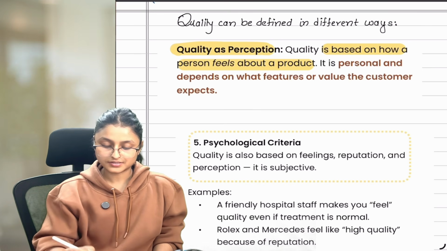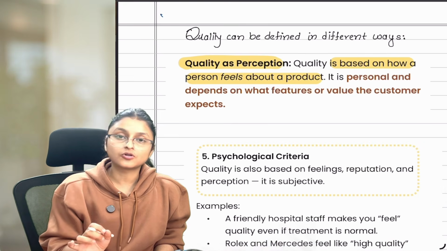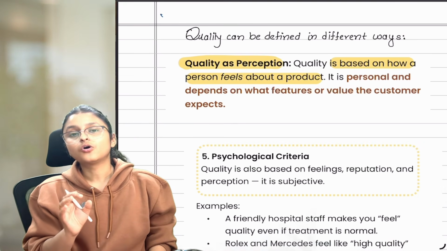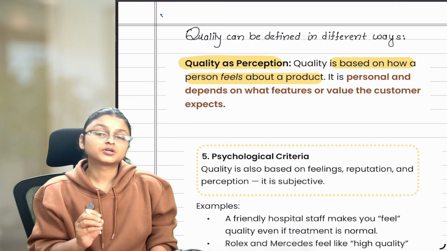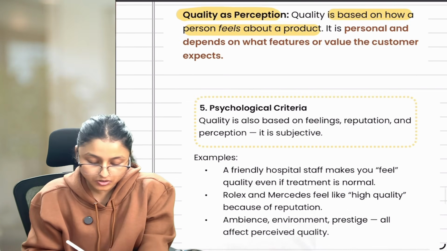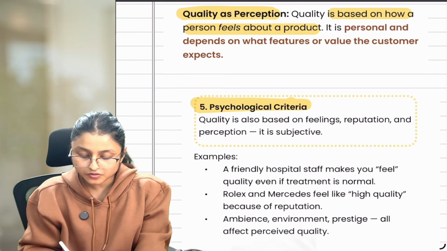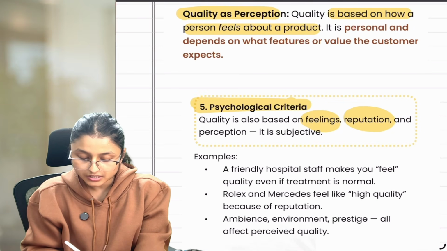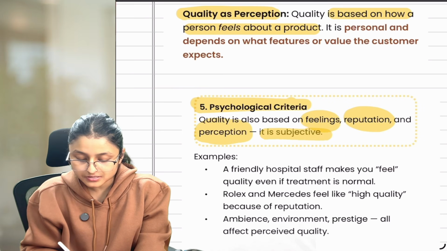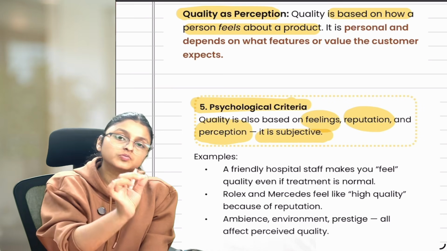So quality is on the basis of what the customer wants. And that is what it says, that what the customer is expecting from the product. On the basis of that also, the customer can define a product as a quality product or not a quality product. Next, the psychological criteria is also saying the same thing. Quality is based on feeling, reputation and perception. That means it is subjective. It depends on person to person.